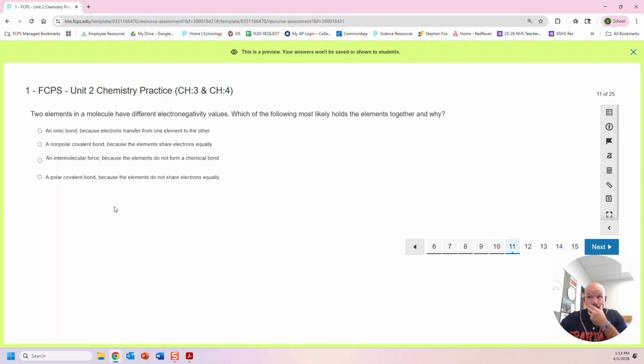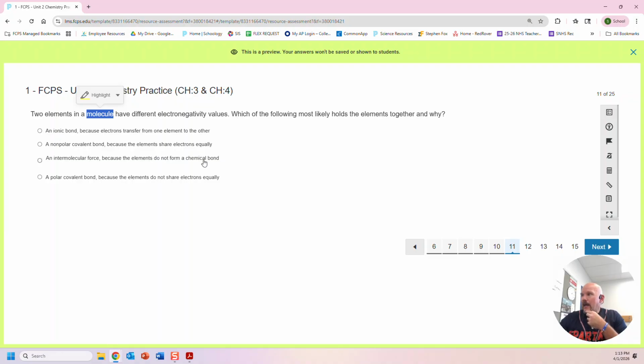Number 11. 2 elements in a molecule have different electronegativity values. Which of the following most likely holds the elements together in it? Okay. So this is when vocab kind of matters. Molecule is the word we use for a covalent compound, right? If this were an ionic compound, then I really shouldn't say molecule, I should say formula unit. Like sodium chloride is a formula unit, whereas H2O is a molecule, okay?